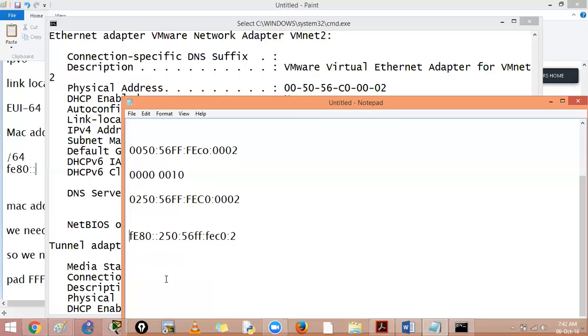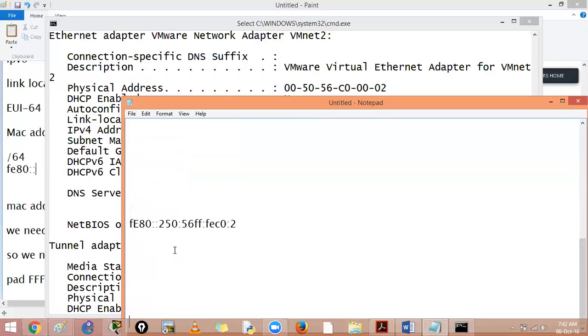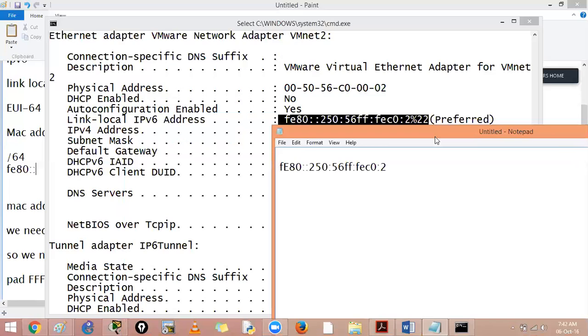Now let us compare this with your answer. Okay, so what I'll do is I'll simply match this one. Let us see. FE80, correct? FE80 over here. 250 colon 56FF FEC0 colon 2.